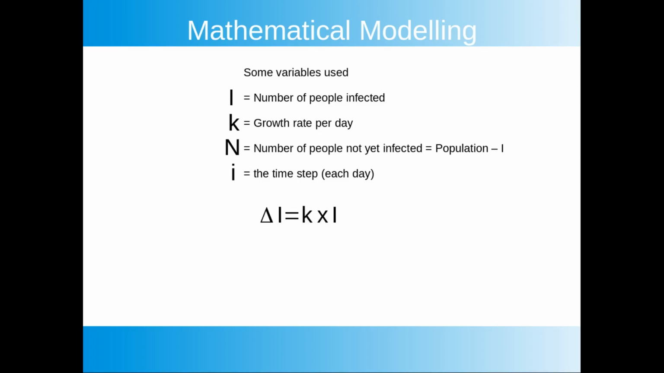So the change in the number of people who are infected is equal to the growth rate times the number of people who are infected. Each time step is equal to the previous time step plus the change in the number of people, which is K times the number of people infected, which would result in an infinite number of people.